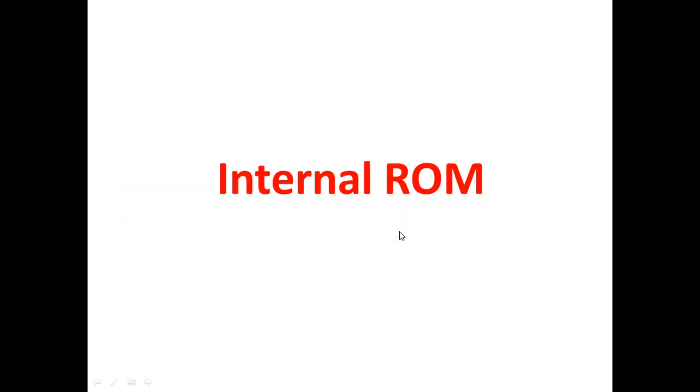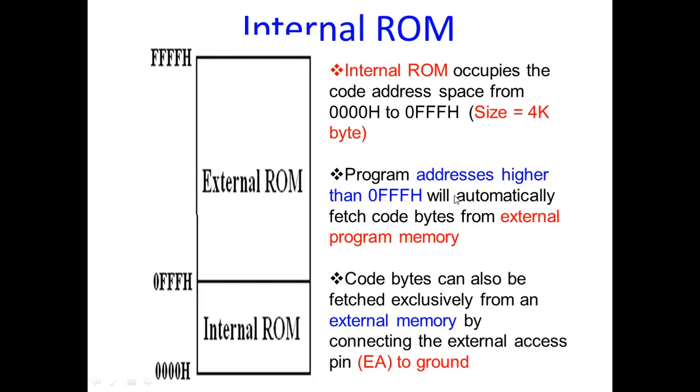Next part is internal ROM. Now we know that ROM is nothing but read-only memory. It is non-volatile memory, means even if power is off, the data is preserved as it is. Means dedicated data as well as dedicated code you are preserving inside the ROM. For example, our operating system. Now, internal ROM is only 4K, that is 0000 up to 0FFFH. That is only 4K internal ROM.